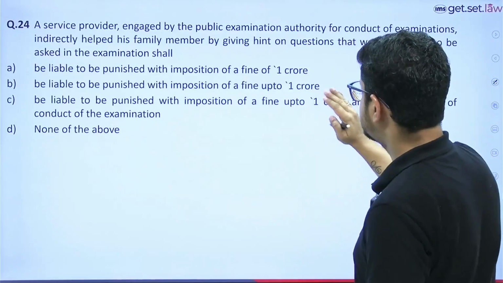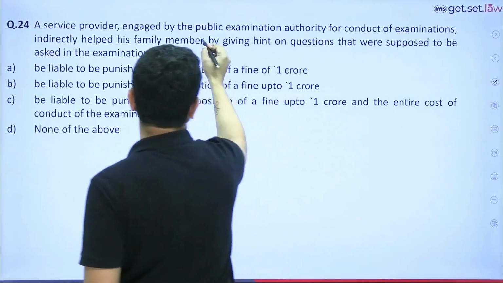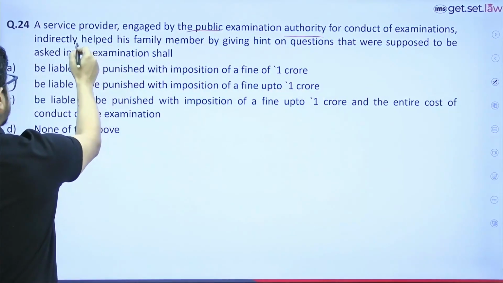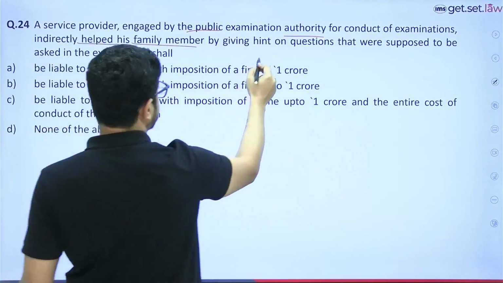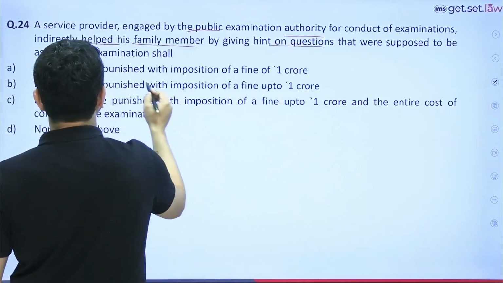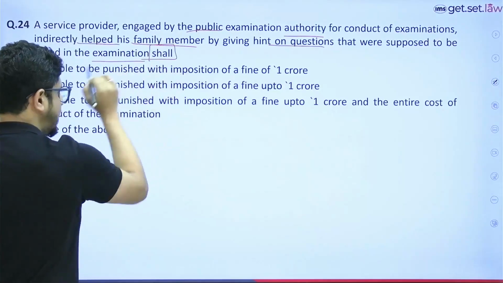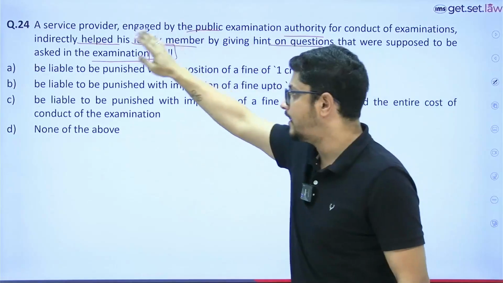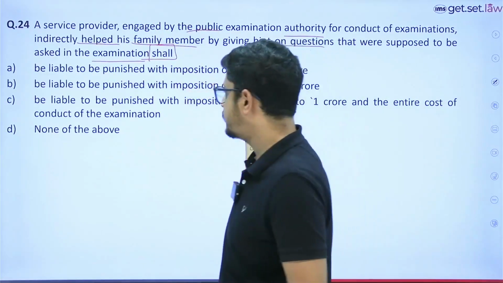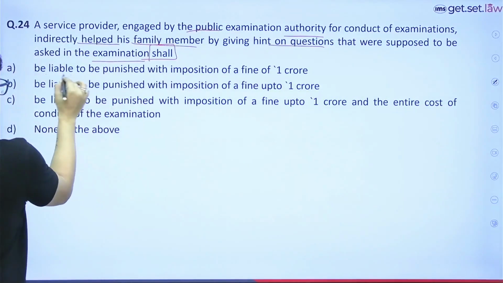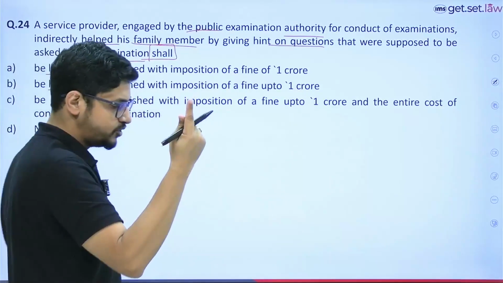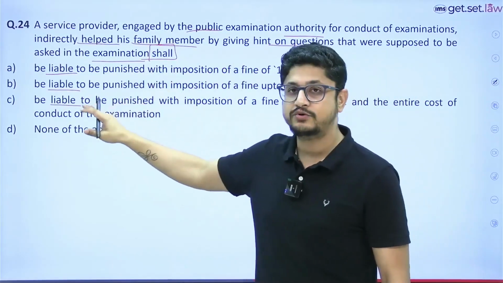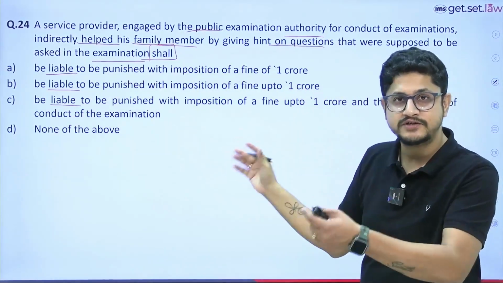Now it says, a service provider engaged by the Public Examination Authority for conduct of examination indirectly helped his family member by giving hints on questions that were supposed to be asked in the examination, shall. Now by reading that question, we don't know what the options would be. So will he be liable, will he not be liable, or liable for what? Now all options talk about liability. So one thought comes to your mind that the answer is about liability, we know it, but now we need to check whether the liability is as per the information in the paragraph or not.